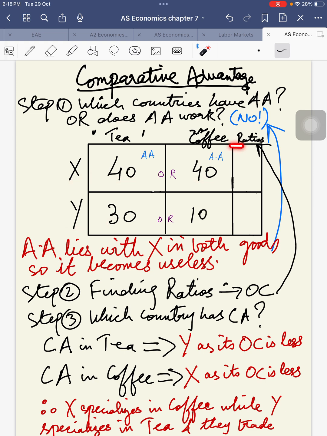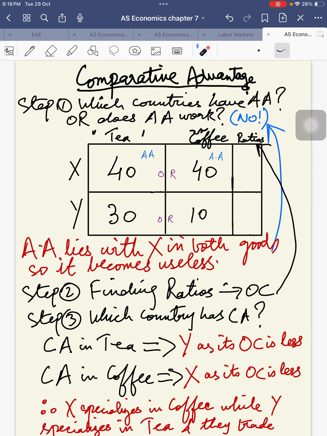That is the reason why I have drawn this separate column, which won't be given in the question. This is something that I have drawn separately. This is a column in which I will be determining the ratios of country X and country Y of producing one tea and one coffee, obviously. Now, the trick here is, unless stated in the question, I'm sure everyone knows how to determine ratios, right?